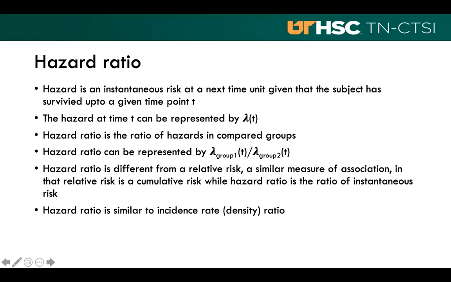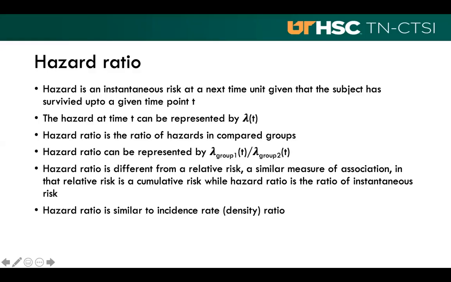So, conditional on the fact that the subject has survived up to the first interval of that time point. The hazard at time t can be represented by lambda t, and the hazard ratio is the ratio of the hazards in compared groups. The hazard ratio can be represented by lambda in group 1, or the exposed group usually, at time t divided by lambda, the hazard, in group 2 at time t.